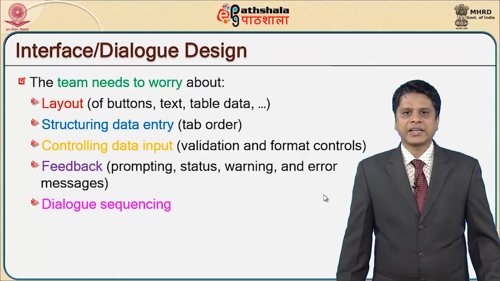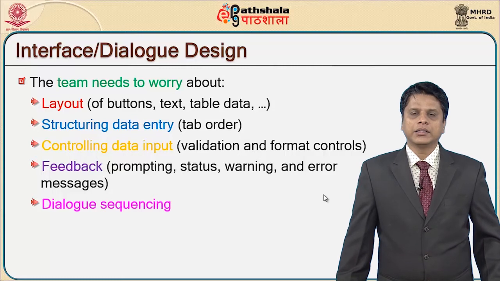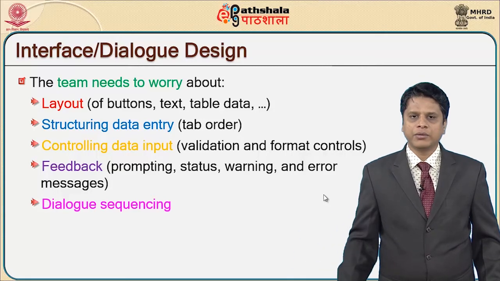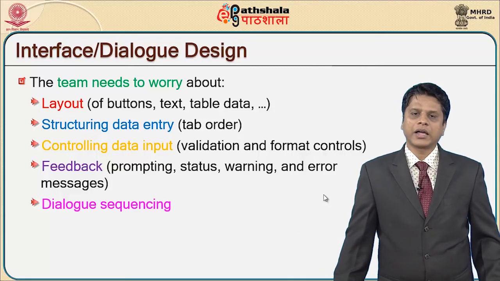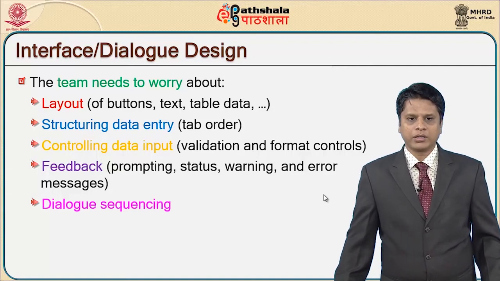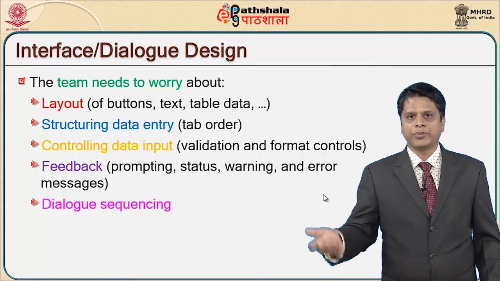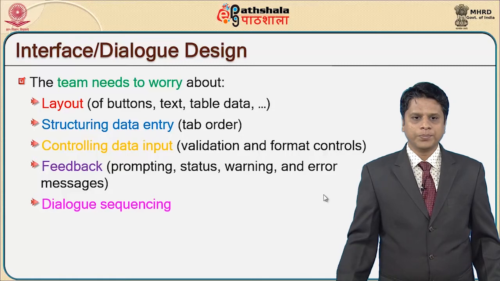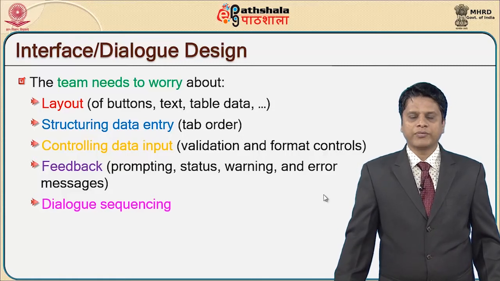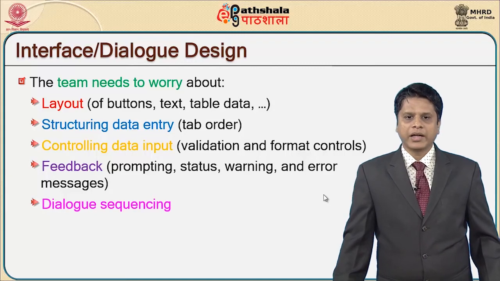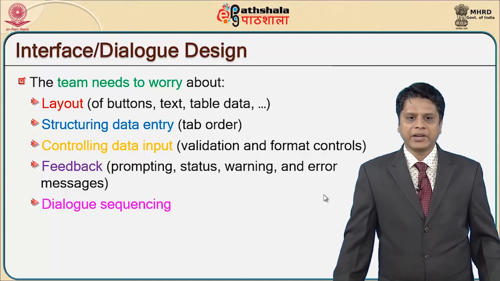Looking at the interface and dialog design, the team needs to worry about the layout of buttons, text, table data, and most often used layouts, and the structure of the data entry in terms of tab order. If I press tab, in which order should it move, whether from right to left or left to right, and so on. Controlling data input, validation and format controls, feedback, prompting status, warning and error messages, and finally dialog sequencing.